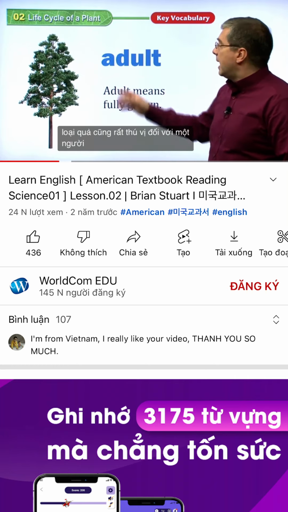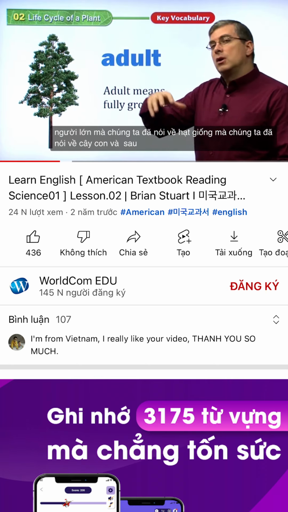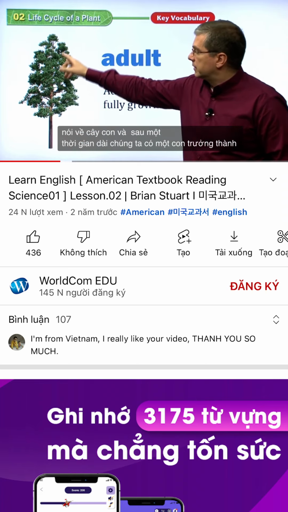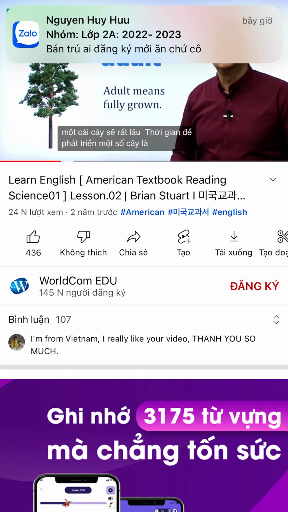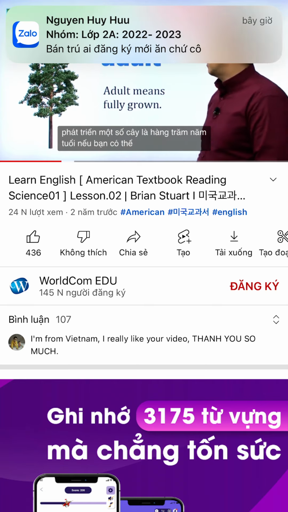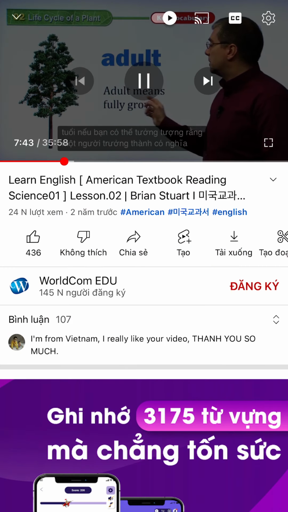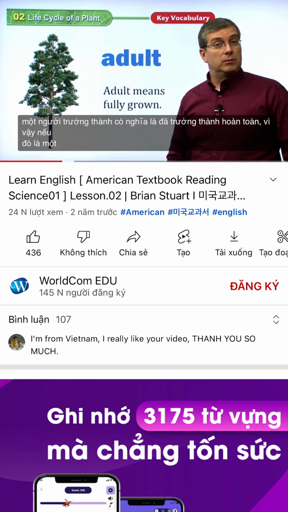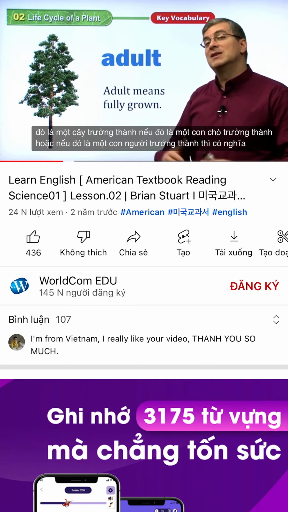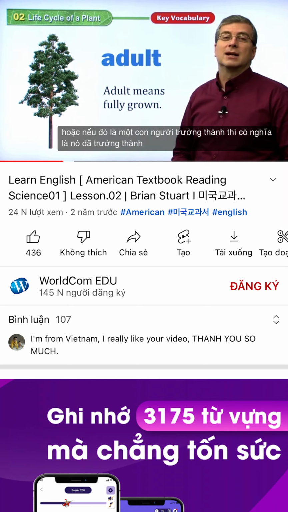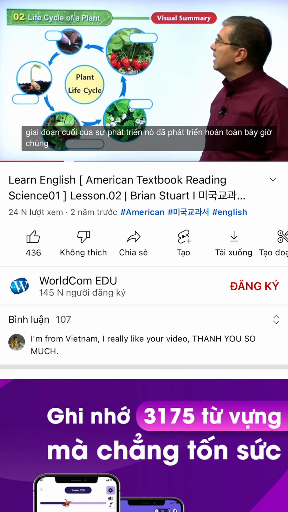Interesting. An adult. We've talked about the seed, we've talked about the seedling, and after a long time, we have an adult. And of course, a tree takes a very, very long time to grow. Some trees are hundreds of years old, right? If you can imagine that. An adult means fully grown. If it's an adult plant, an adult dog, or an adult human being, it means it is fully grown. It's in the final stage of growth.